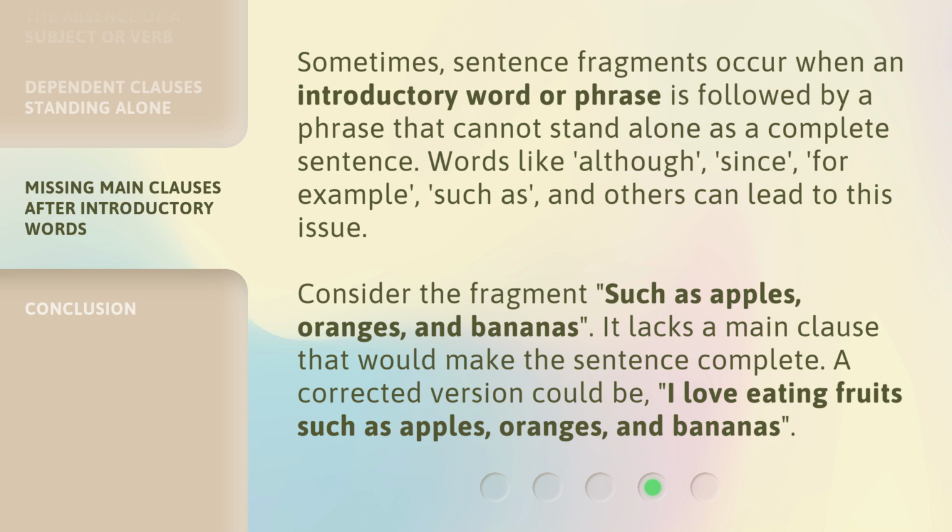Consider the fragment, "such as apples, oranges, and bananas." It lacks a main clause that would make the sentence complete. A corrected version could be, "I love eating fruits such as apples, oranges, and bananas."